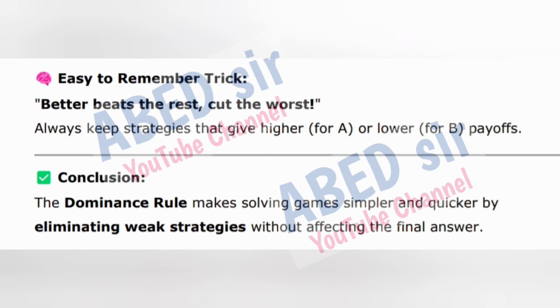Easy to remember trick. Better beats the rest, cut the worst. Always keep strategies that give higher, for A, or lower, for B, payoffs. Conclusion. The dominance rule makes solving games simpler and quicker by eliminating weak strategies without affecting the final answer.